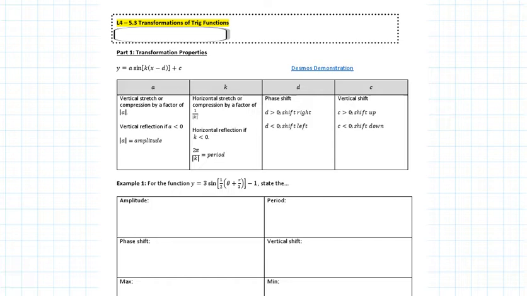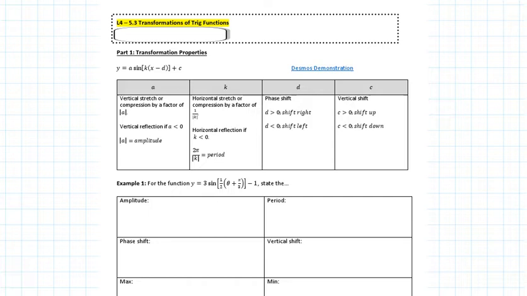So if I have an a value and the a value is greater than 1, then I will have a vertical stretch. If the a value is between 0 and 1, then I have a vertical compression. And if a is less than 0, so it's negative, then you have a vertical reflection, a reflection in the x-axis.